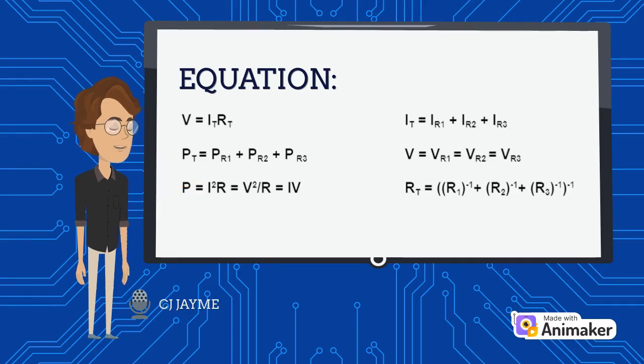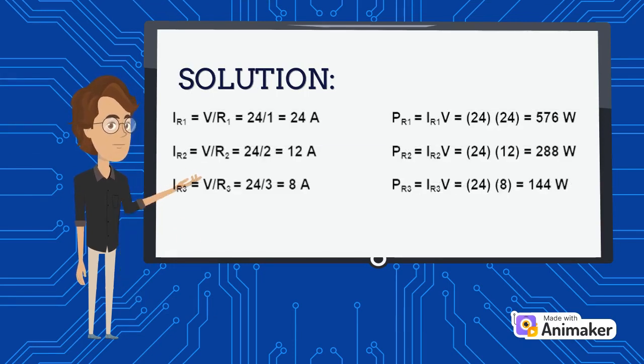This one is for the total resistance, which is equal to the sum of R sub 1 raised to negative 1, plus R sub 2 raised to negative 1, plus R sub 3 raised to negative 1, all raised to negative 1. So this is our solution.